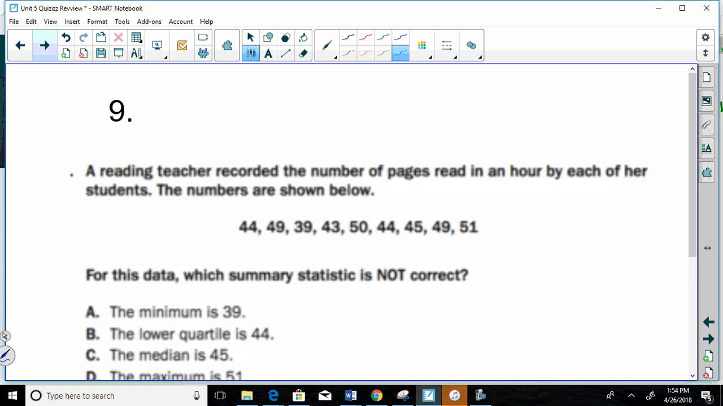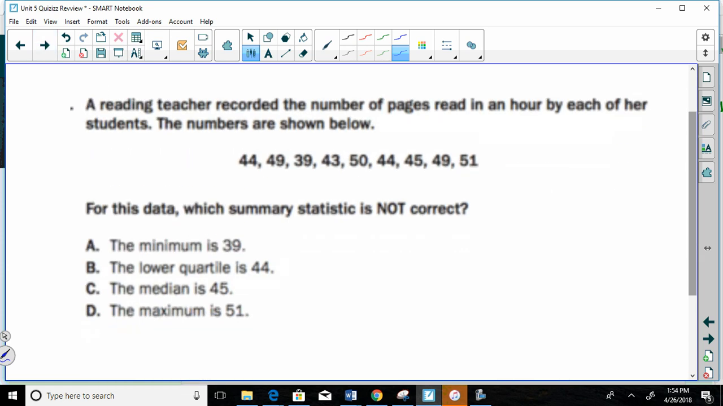Okay. So they're saying which is not correct, so which things am I going to have to find? You have to find the mean, the lower quartile, the median, and the maximum. So what do I do with my calculator? First, you go to Stat, Edit, type them all into L1, and let's see which one is not correct.